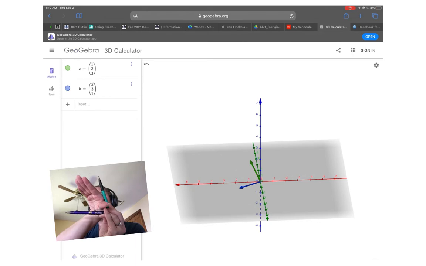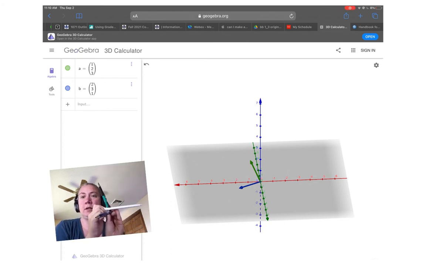And that tells me that the direction of my thumb, using my right hand, is going to be the direction of that cross product. So A to B, I'm going to curl that way. And so that means that my cross product should be pointing in this direction. So let's actually try that.